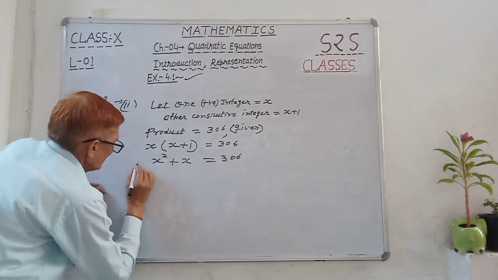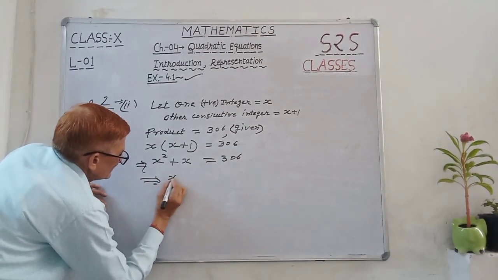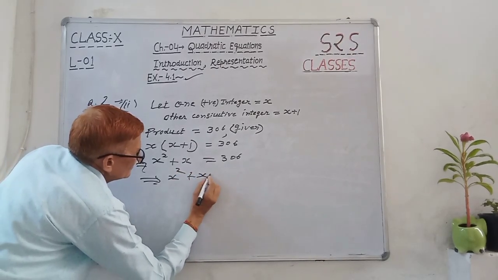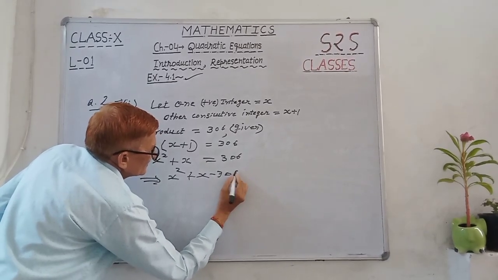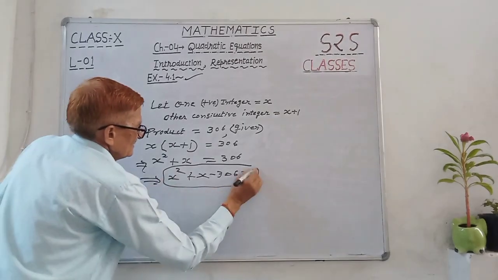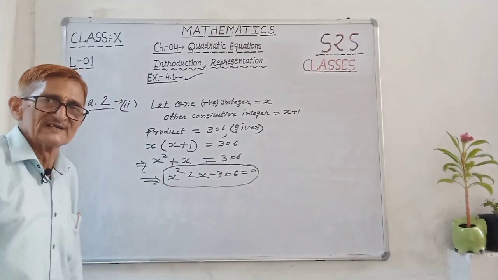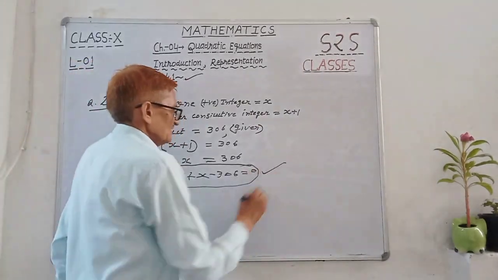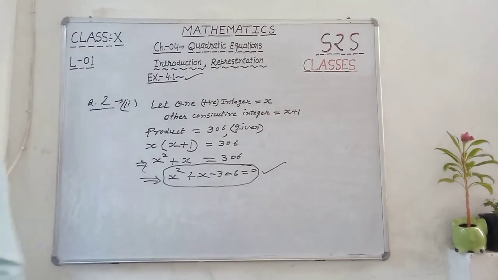Then this will come to this side. Now this will be x square plus x minus 306 is equal to 0. So you see this is in the form of ax square plus bx plus c. So it is a quadratic equation representation of the given situation. Like this you may do.